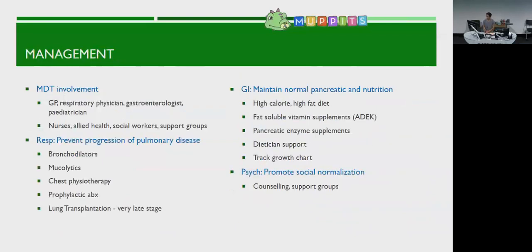So in your OSCE, they love the buzzword: this is a multidisciplinary team involvement. Depending upon what sort of problems we anticipate your child will have, we can get different people on board, and this can be different doctors.